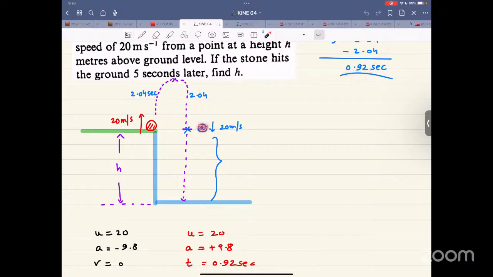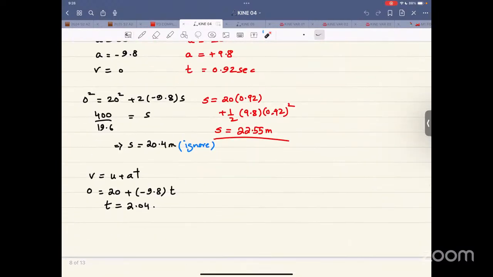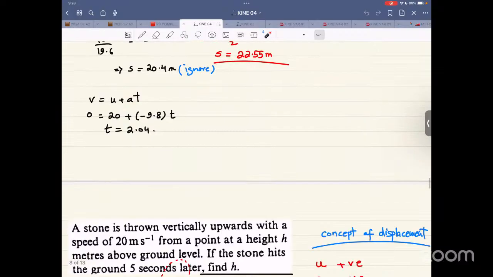So now the speed with which it was thrown is the same speed with which it passes this level. So now that is 20. Time is this. It's going down. Acceleration is plus g. And then we can find the distance that it travels. That distance is 22.55. That's the first thing.